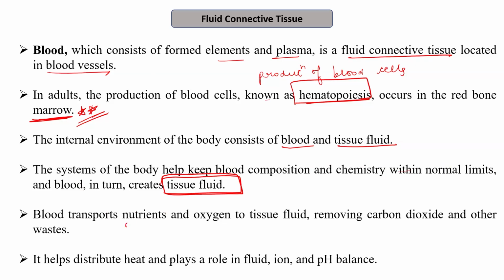What is the function of blood? It transports nutrients and oxygen to tissue fluid, removing carbon dioxide and other waste. It helps distribute heat and plays a role in fluid, ion, and pH balance. So its main function is maintenance; it helps in homeostasis. There are two different terms, so don't get confused. The first is hematopoiesis, that is the production of blood cells. The second is homeostasis, which means the maintenance of body temperature and body pH condition, etc.